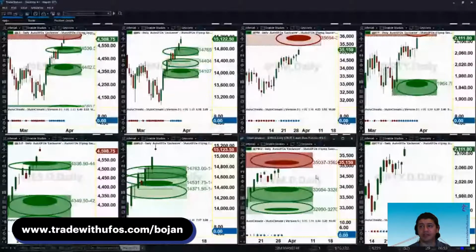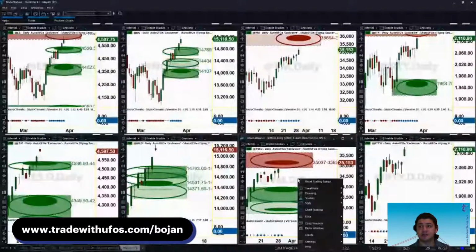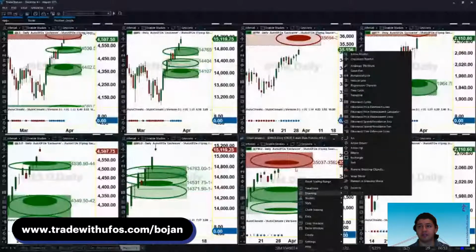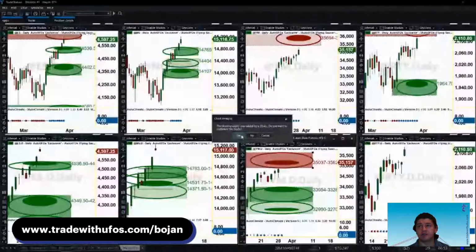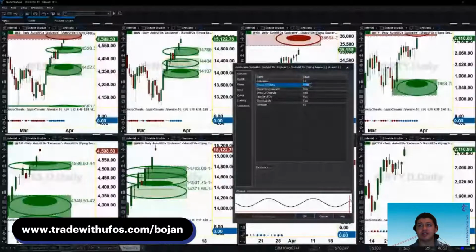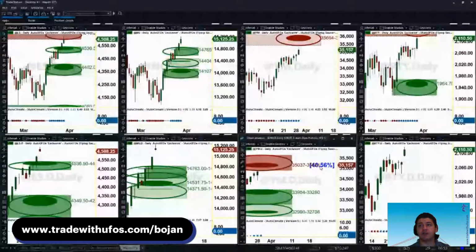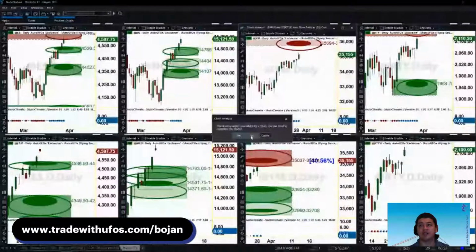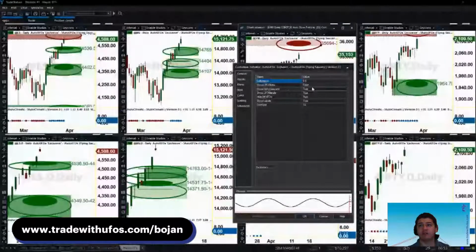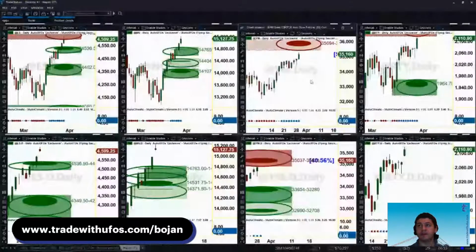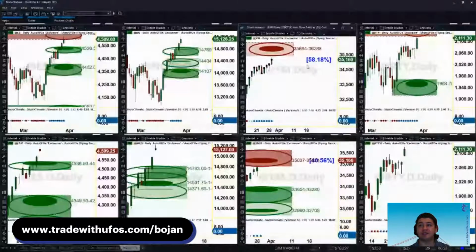Now, the reason why I don't look at the dailies as much as these is because of the following. I can tell you this, typically speaking. If you go to the stats, show UFO stats, true. All right, you'll see that these UFOs over here are 40.56% accurate. Not exactly a great number, right? Now, if you go to true, you see that these are 58% more accurate. So we're looking at 18% more.